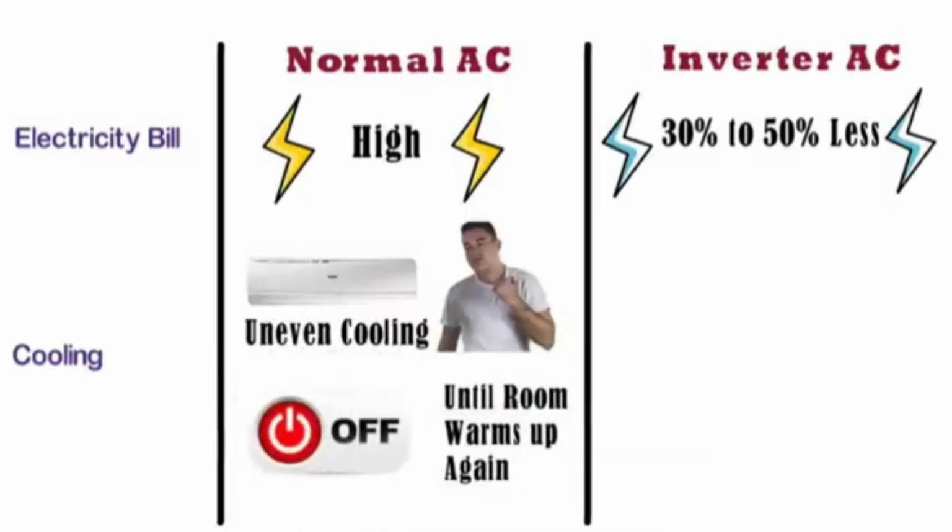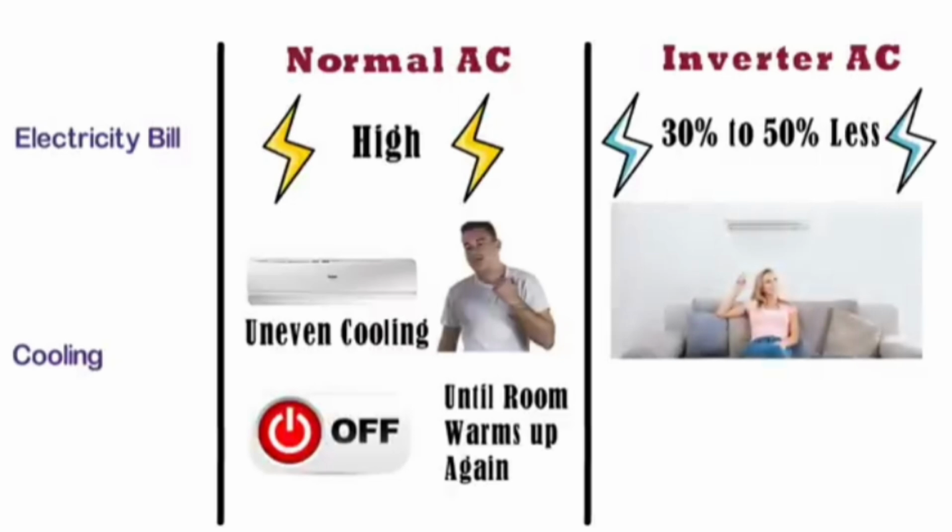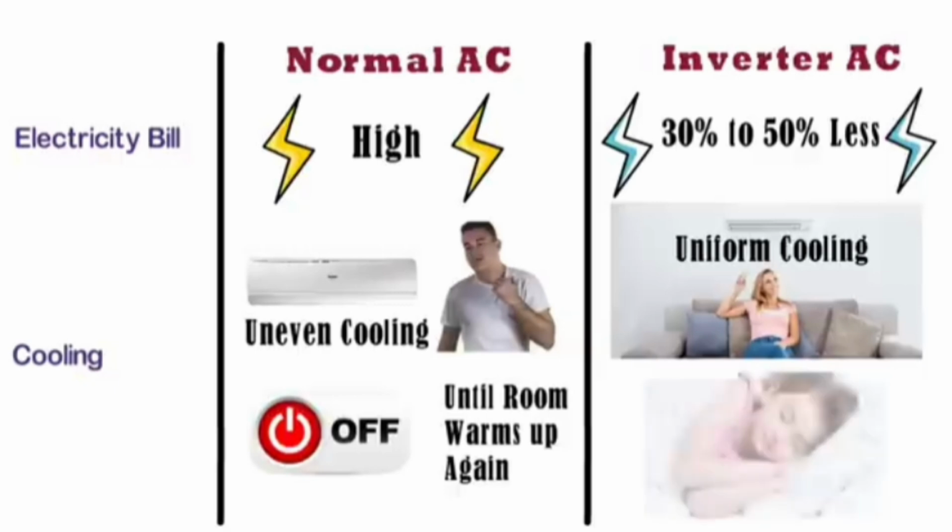Cooling. In case of normal AC, the cooling is uneven as the compressor remains in a power off mode until the room warms up significantly. Whereas in case of inverter AC, cooling is even as the compressor never goes off. The room can be maintained at a constant temperature, which also facilitates good sleep.